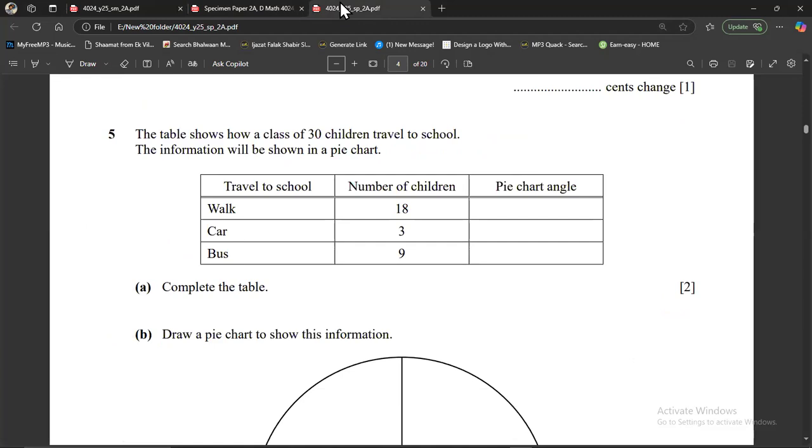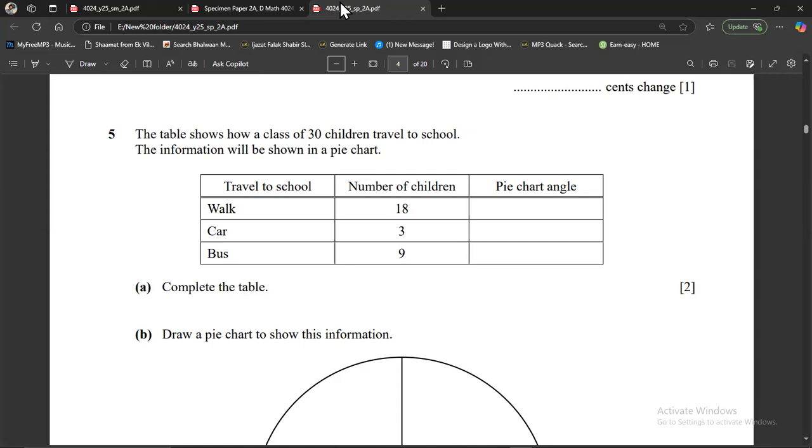Question number 5, popping up on your screen. The table shows how a class of 30 children travels to school. The information will be shown in a pie chart. Whenever data is given to you, you can represent it in the form of a fraction, a percentage, a pie chart, or a histogram. Here they are asking about a pie chart. So we have to find out how much angle each type subtends in the circle of the pie chart.